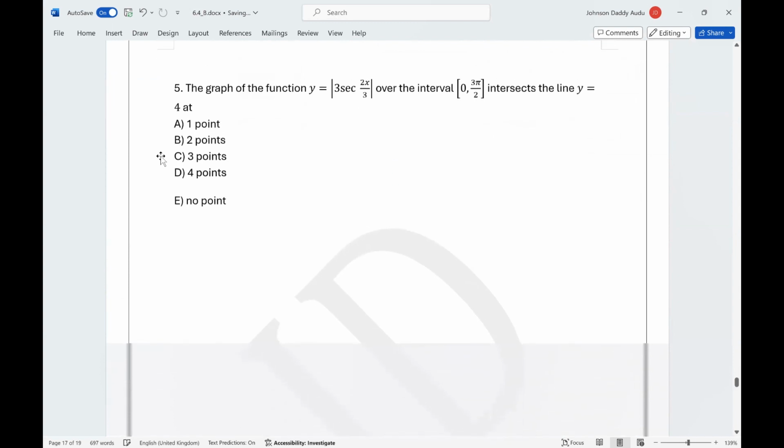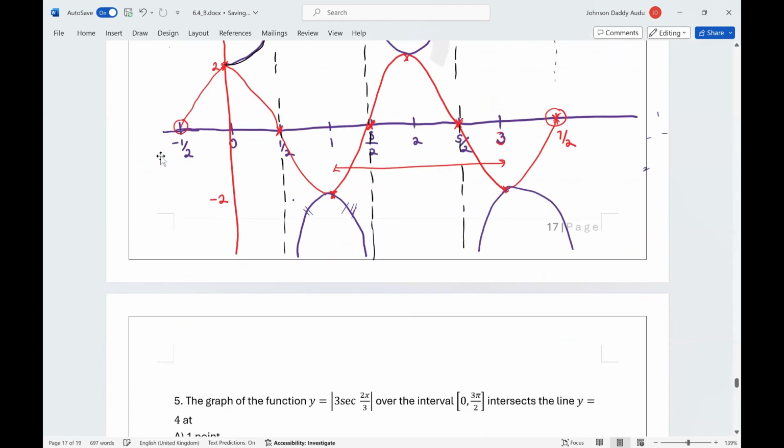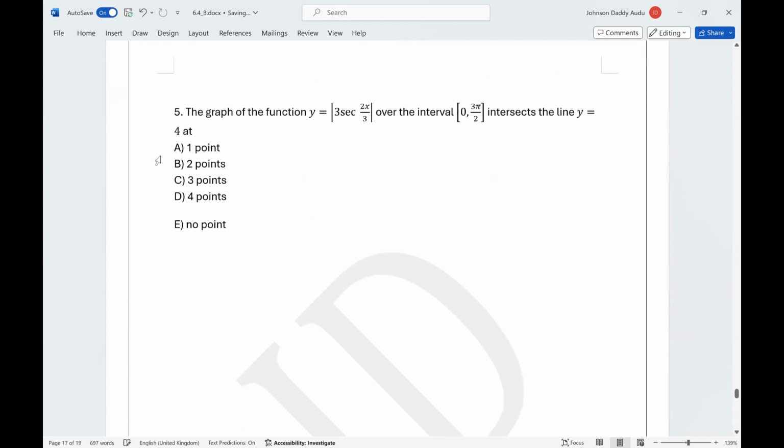All right, so let's look at this one. It says the graph of this over the interval. Now, the same way, we just need to sketch the graph of 3 sec. Let's deal with what is inside first. But to deal with what is inside, we need the helper graph, which is, right? This will be our helper.